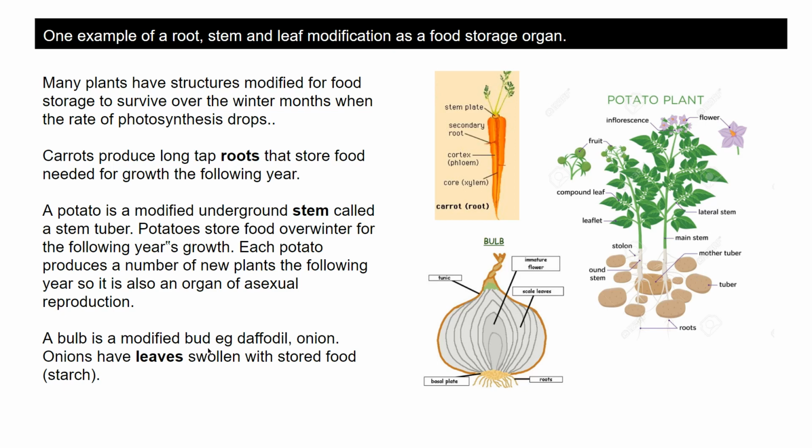And a bulb is an example of a modified collection of leaves. So it has a modified or specialized bud at the center, but the leaves that surround the bud are storing food. So an onion, for example, all of those layers in an onion are called leaves and they store food. So I've highlighted there, carrots store food in their roots, potatoes store food in a specialized stem called a stem tuber, and an onion stores food in specialized leaves in a bulb.